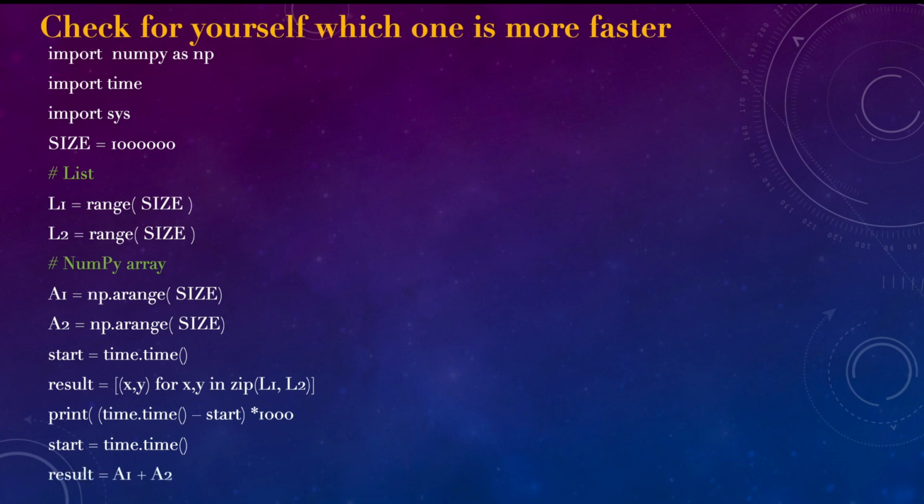Then again we have taken a start variable to check the time, and we have taken the addition result of two ND arrays, and then we have printed the time again. So run these 2 codes and check for yourself which one is faster, the NumPy array or the list. You will see that NumPy arrays are faster, they occupy less size, and they are more convenient than the list.